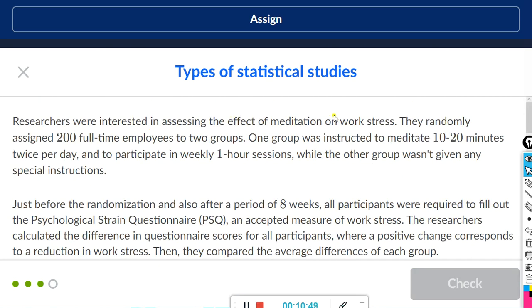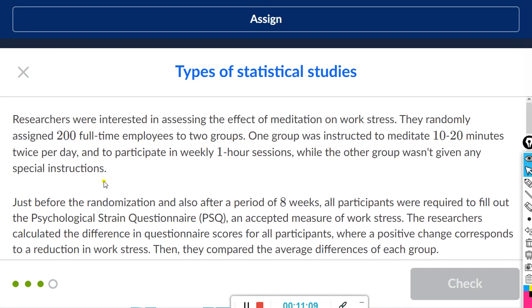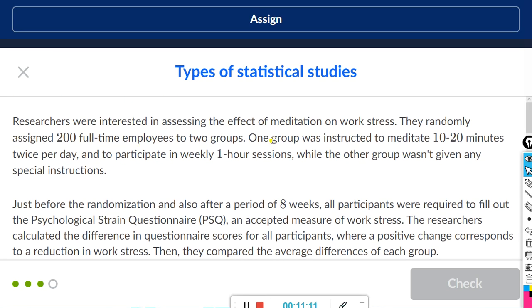Researchers interested in assessing the effect of meditation on work stress. They randomly assigned 200 full-time employees to two groups. One was instructed to meditate 10 to 20 minutes twice a day and to participate in weekly 1-hour sessions. The other group wasn't given any special instructions. All right, I can tell already this is an experiment. See how they had the two groups, and the one group did meditation, and the other group did nothing.